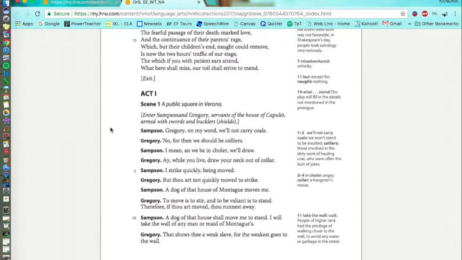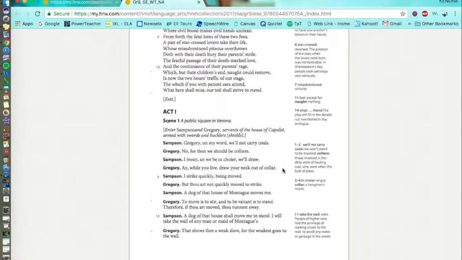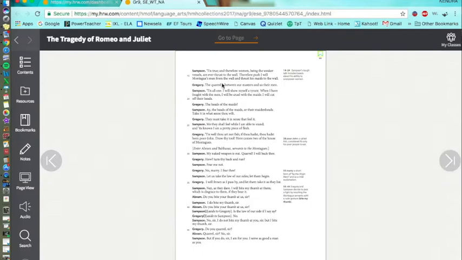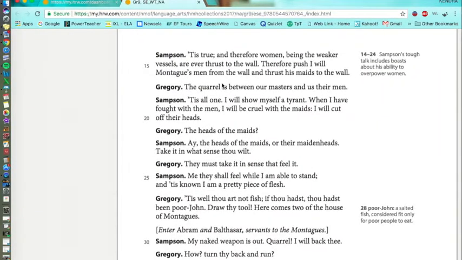So people of higher rank have the privilege of walking closer to the wall to avoid getting water or garbage on their clothes and stuff like that. Right now they're basically just talking like, Samson's like, ooh, I'm tough. I can take people on. I got this. And Gregory's like, no, because you would just walk away. Like, you wouldn't. He's like, no, a Montague would make me want to fight. And he's like, okay, whatever. So they're just talking back and forth as they're walking down the street.